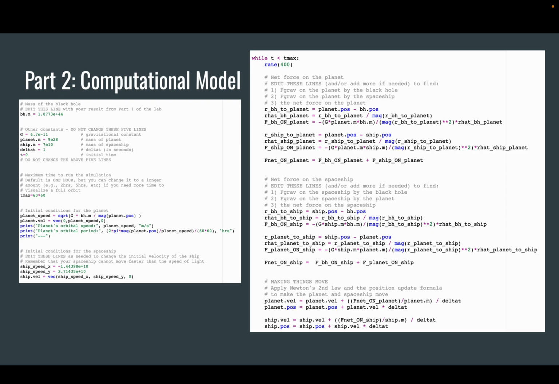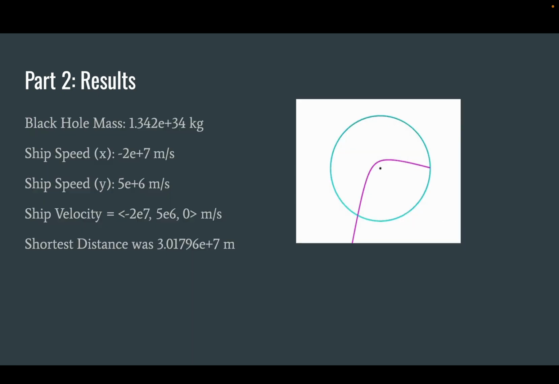To find these forces from the planet and the black hole, we need the distance between them and all of their masses. For our results, we found that the initial velocity of the spaceship must be negative 2 e to the 7th, 5 e to the 6th, 0 meters per second.